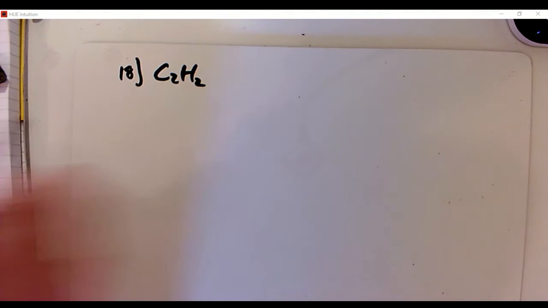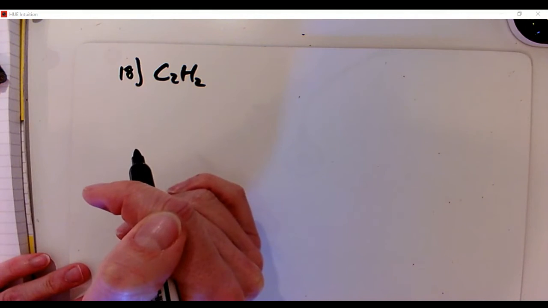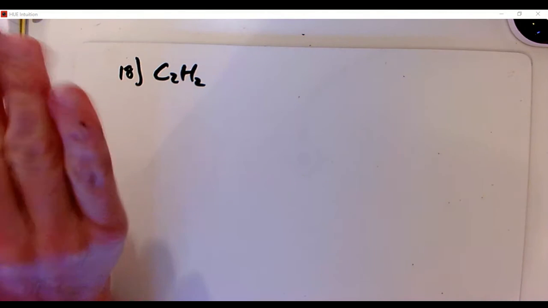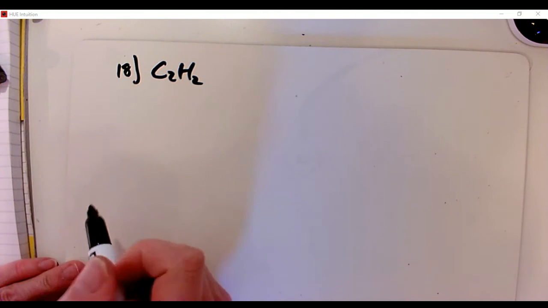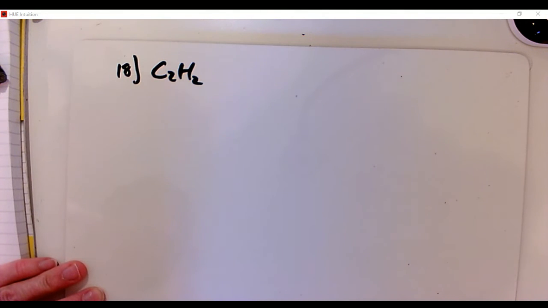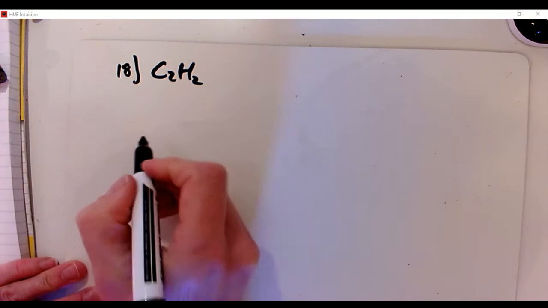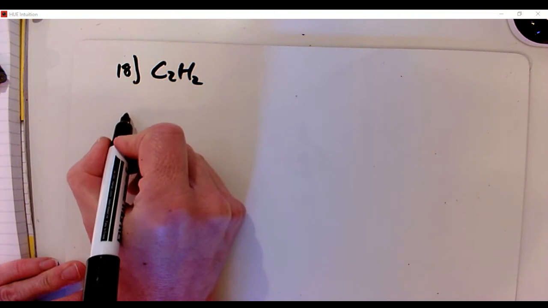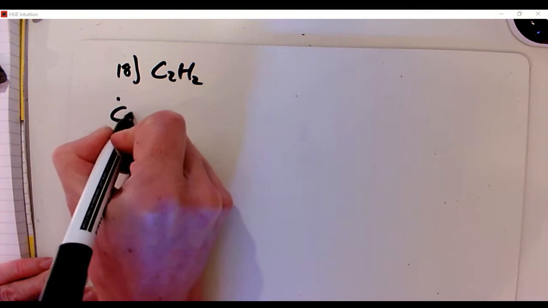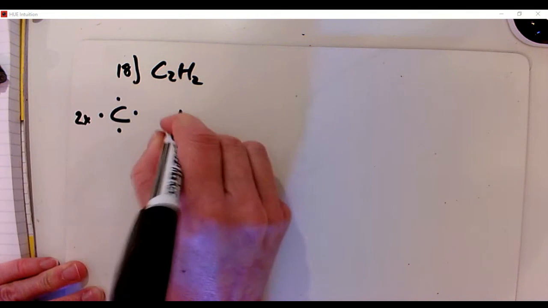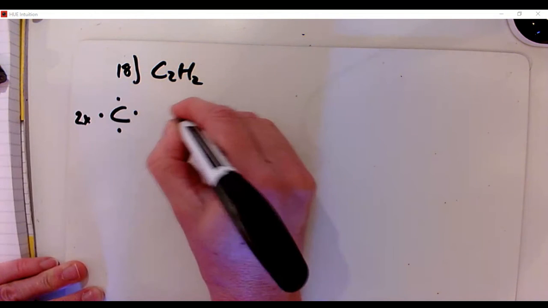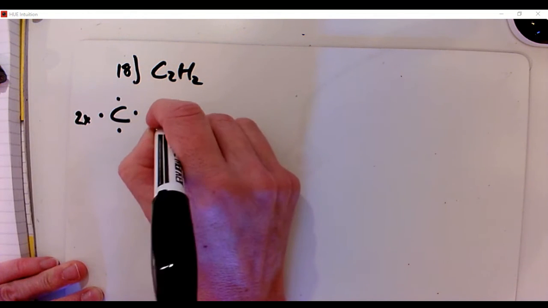Right, C2H2. Okay, so hydrogen can only have 1 covalent bond, and carbon can have 4. So how are we going to make this operate? And just be aware the carbons will always be bonded to each other. You won't have to worry about any other situations for now. Okay, so we're going to have a carbon, 2, and hydrogen. I'm not even going to change it. This should be easy enough.